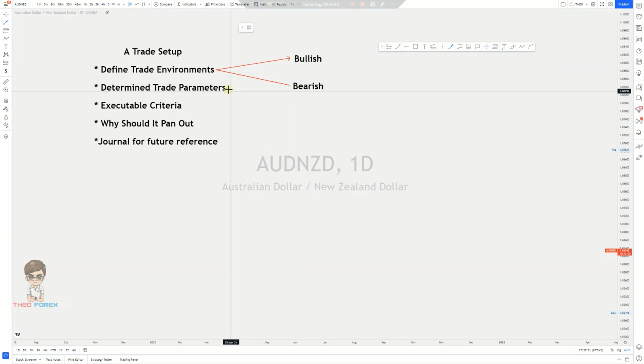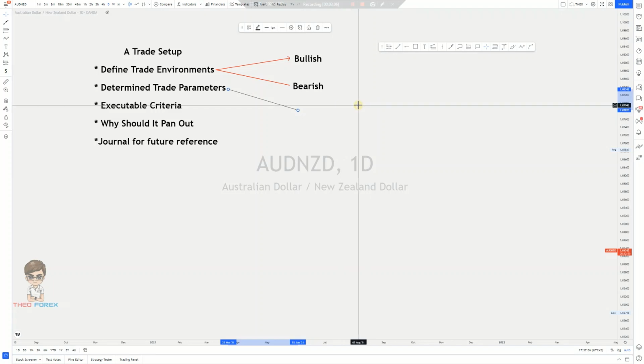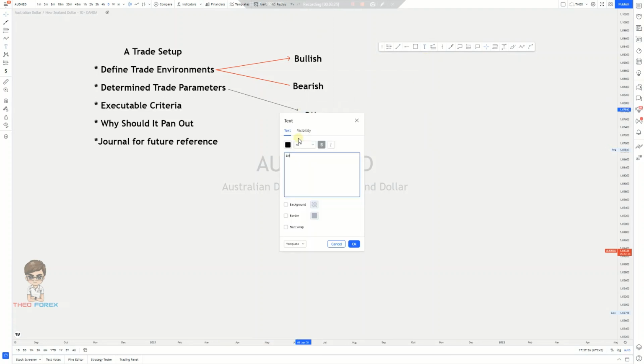Now, define trade parameters. Most people might think this is stop loss or take profit, but it's not really stop loss or take profit. It's all about the trade model, the setup, the reasons you might be looking to go higher. So, for instance, let's say we're in a bullish trend. I'll be looking for BMS higher, that's break in market structure higher.